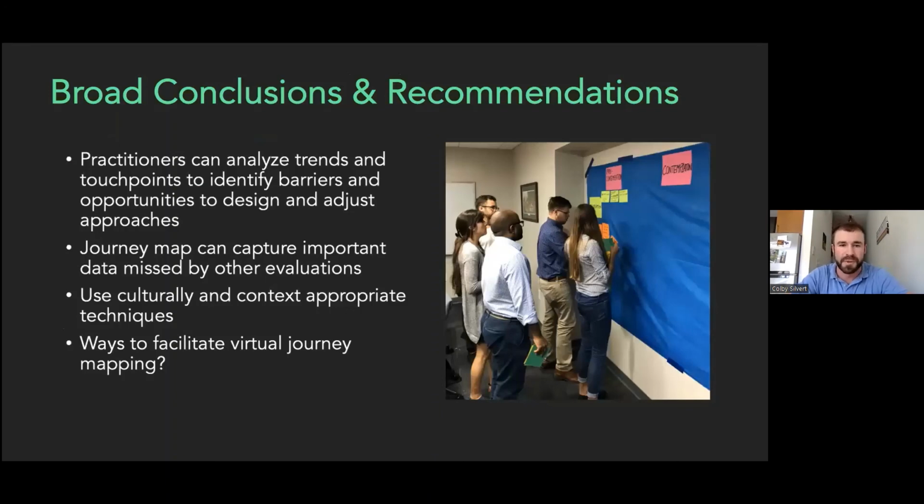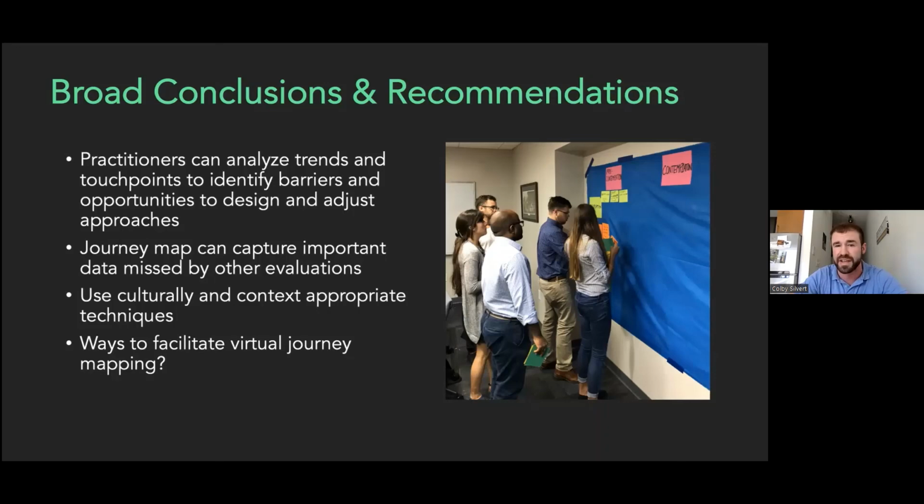So to wrap up here, I want to go over just some broad conclusions and recommendations. Here's a picture of grad students. We were piloting this tool, and you can see they're really interacting and having fun doing this. Practitioners can analyze trends and touch points and identify barriers and opportunities to design and adjust approaches based on these journey maps. So you may see that social support is a key area for behavior change. If you're promoting water conservation as a practitioner, targeting where that social support can come from would be really important. The journey map can capture important data missed by other evaluations.